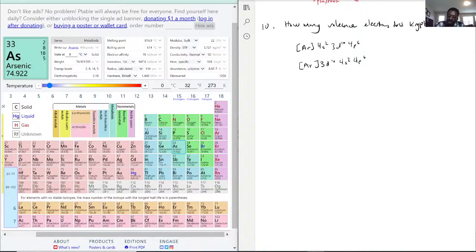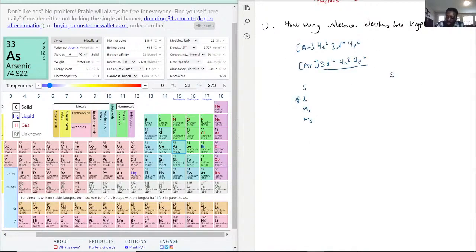Now it's asking how many valence electrons Krypton has. We use this to find out, and there's actually a formula. The formula to find how many electrons are in that orbital depends on the, remember how we had the n, the l, the ml, and ms? It depends on the l, because the l tells you the subshell.